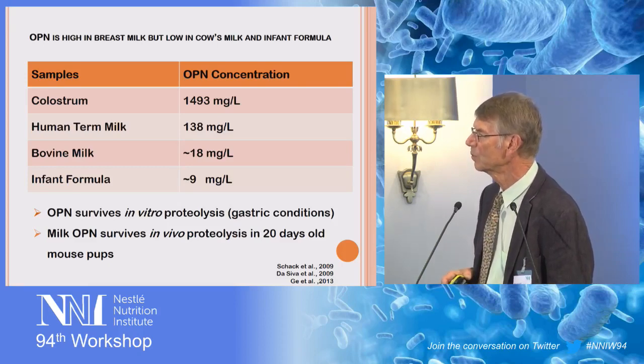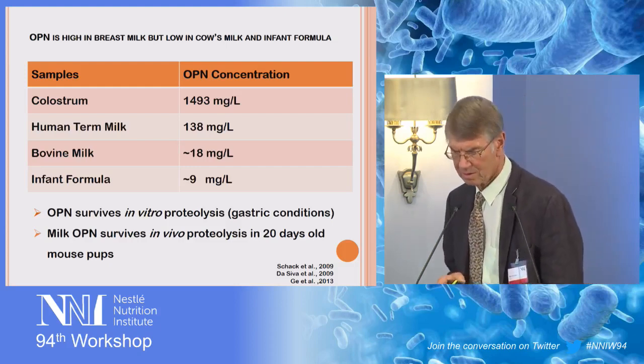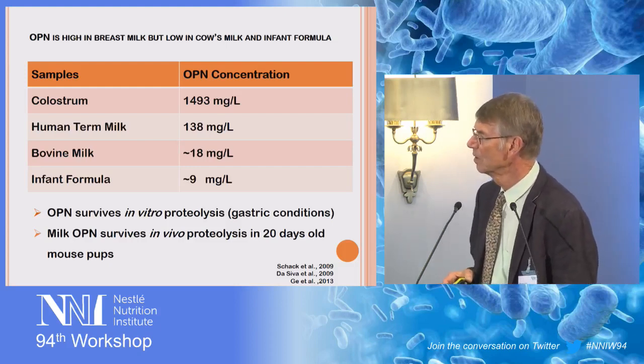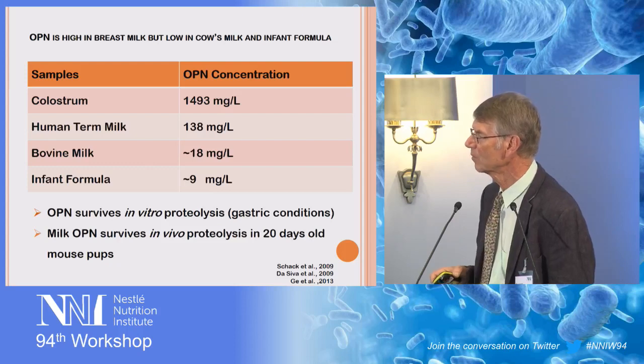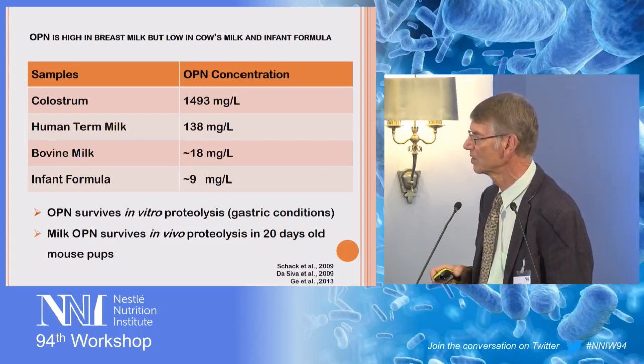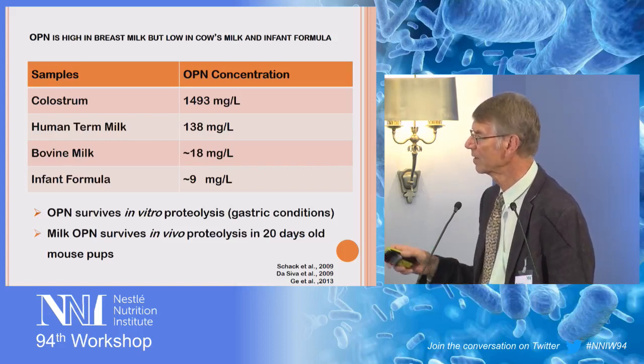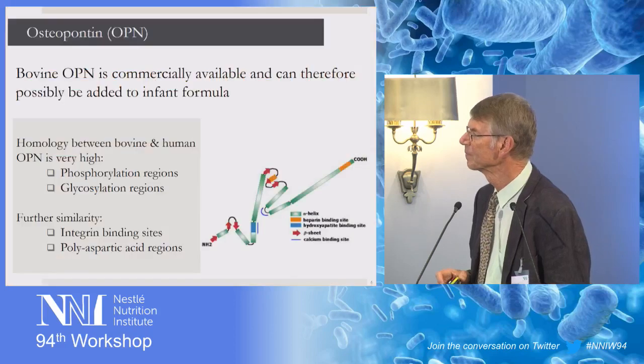This Danish group exposed osteopontin to gastric juice and found out that it seemed like it was resisting proteolysis. And later on, it was found that milk osteopontin can survive in vivo proteolysis in 20 days old mouse pups. And we have verified that, as you will see later on.